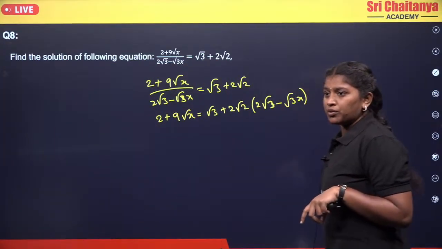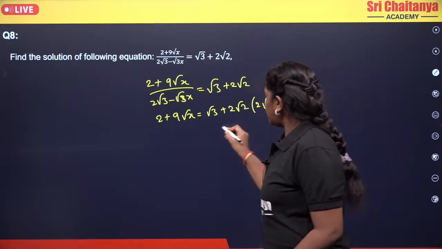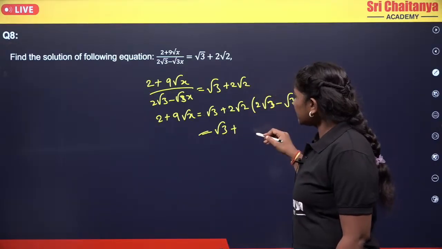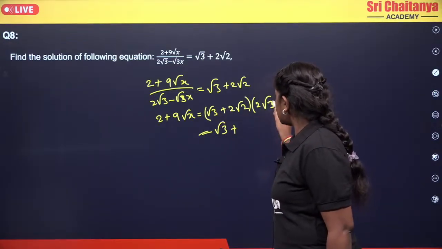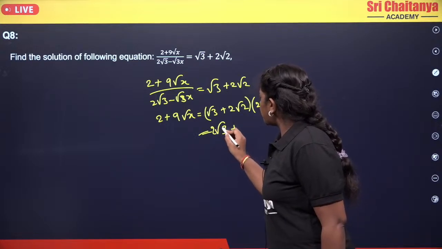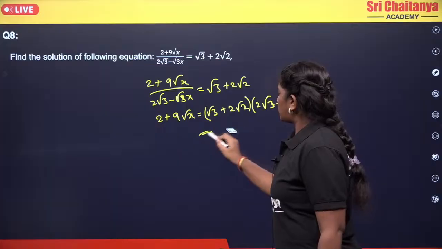So I think, Rupa, you can tell what is the equation you will be getting after multiplying it, right? So now root 3 plus, I think we will be multiplying this with this. So now 2 into root 3 into root 3. So that becomes your 2 into 3.